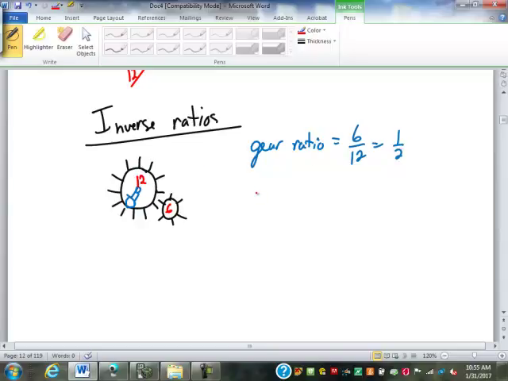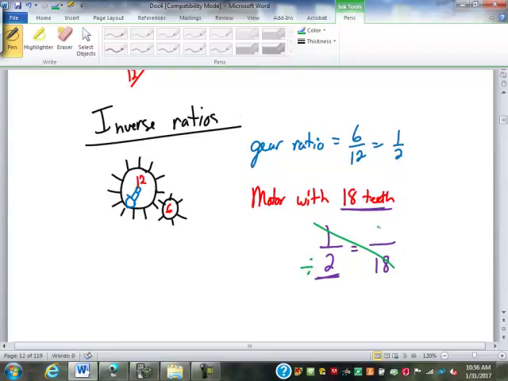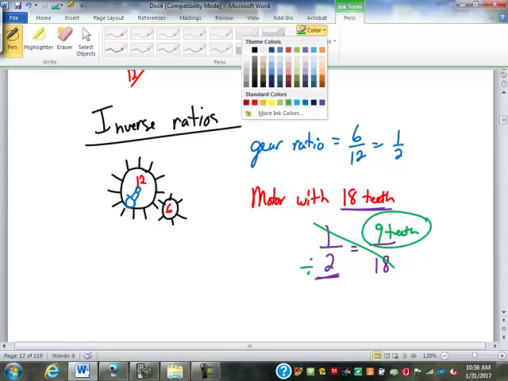So if I find a motor with 18 teeth, how many teeth do I have to have in the other gear? Well, I have a 1 to 2 gear ratio. If I want to maintain that ratio, 18 goes with the motor. That's always the driving gear that's on bottom. I cross multiply and divide. This ends up being 9 teeth. Make sense? That's still direct.